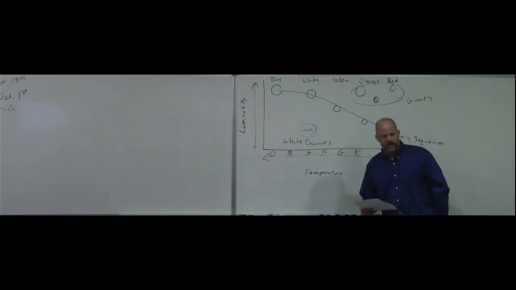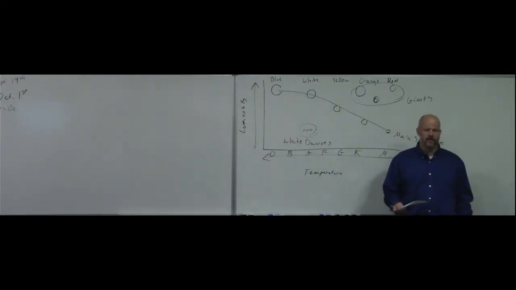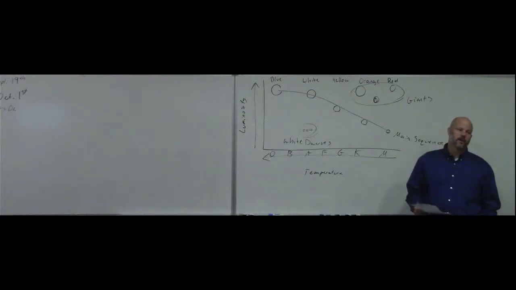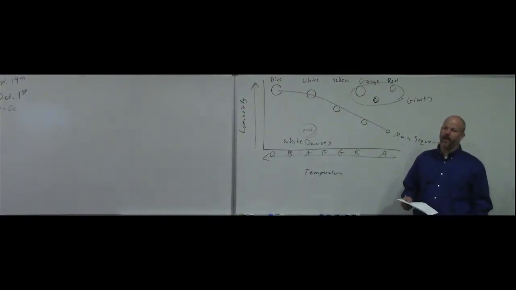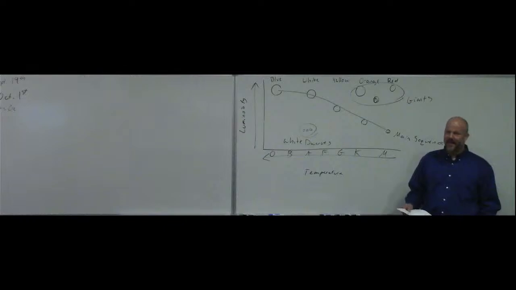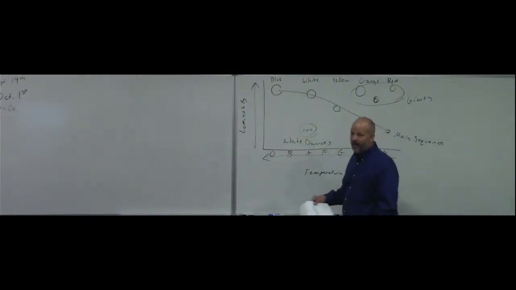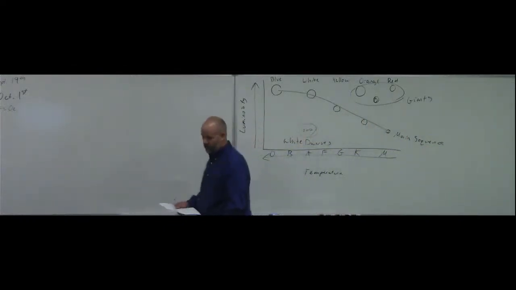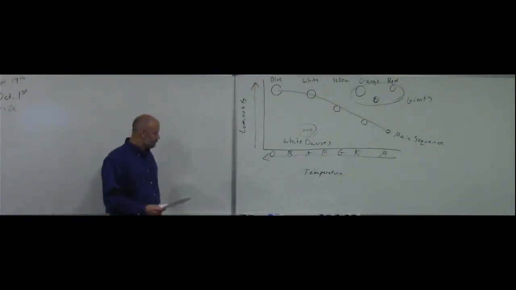Number 17, what's the classification of our sun? It's a G-class star. Our star is a perfectly average star. It has average temperature, average mass, average luminosity, average color, average everything. It is a G, right in the middle. All right.